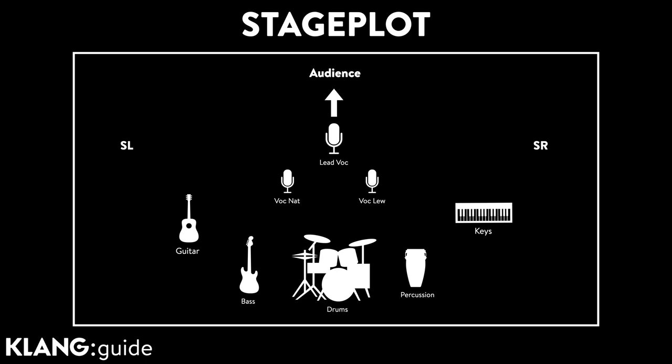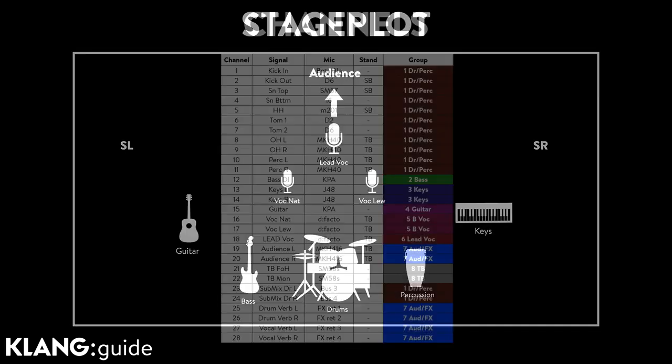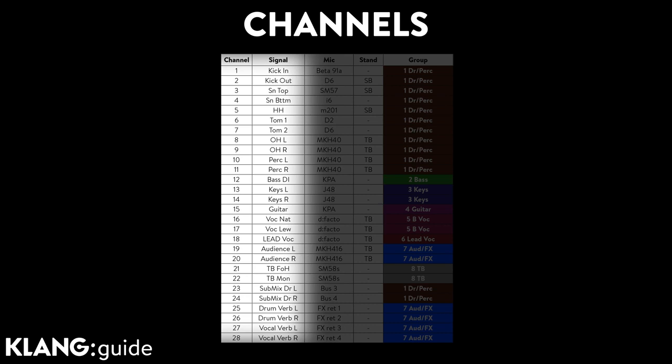Let's take a look at the stage plot for today's 8-piece band. Drums, percussion, bass, guitar, keys and 3 vocals. The input list shows the individual stage inputs as well as some extras, like a submix, effect returns and talkbacks.